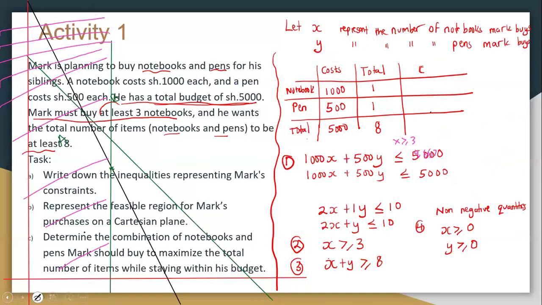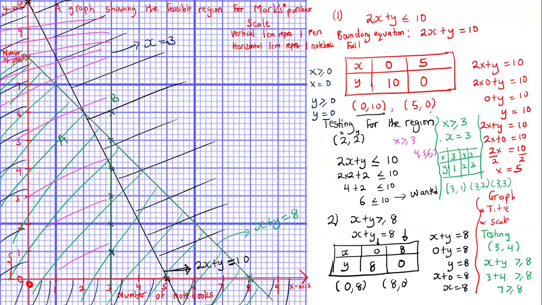So when you go back now here, we cannot obtain C. So here you need to understand now, because they told us to determine the combination of notebooks and pens Mark should buy to maximize the total number of items while staying within his budget. So here you'll conclude and say that since there is no feasible region, we cannot obtain the maximum amount of items that Mark can buy. That's how you can conclude, since you have not obtained any region. Members, let me know through the chat whether that is okay. Is that fine? Yeah, so that is how you conclude.